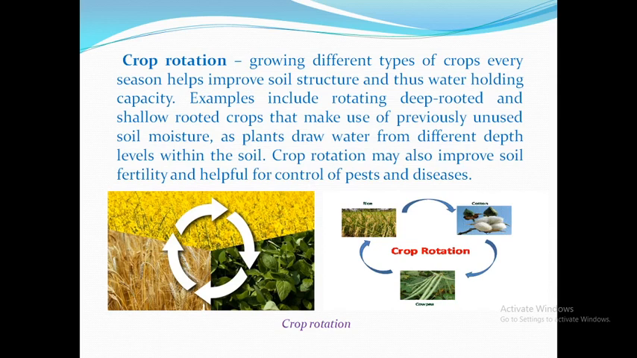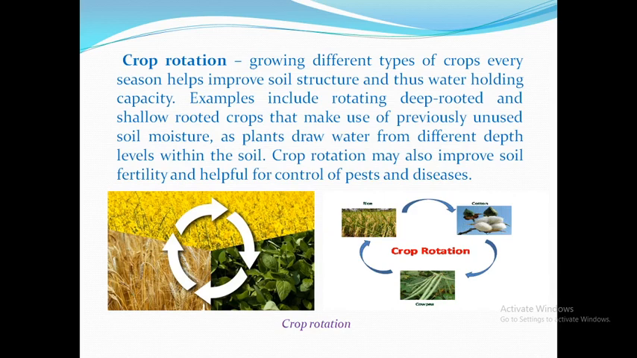And next is crop rotation. Growing different types of crops every season helps improve soil structure and thus water holding capacity. Examples include rotating deep-rooted and shallow-rooted crops that make use of otherwise unused soil moisture, as plants draw water from different depth levels within the soil.